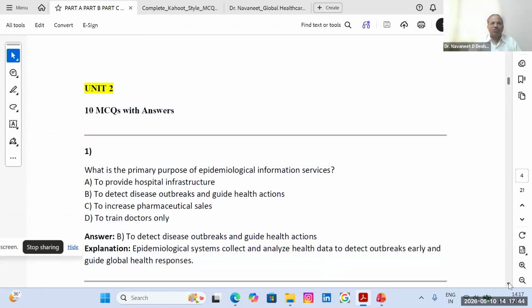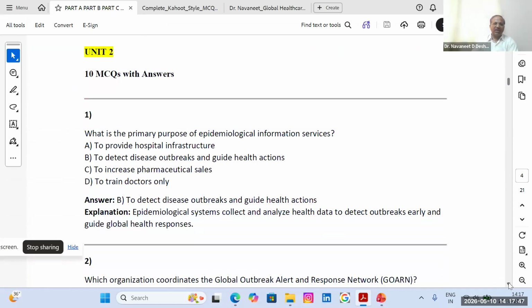Now let's move on to unit number 2. The first question is, what is the primary purpose of epidemiological information services? A. To provide hospital infrastructure. B. To detect disease outbreaks and guide health actions. C. To increase the pharmaceutical sales. D. To train doctors only. Answer is B. To detect disease outbreaks and guide health actions. So, explanation is epidemiological systems collect and analyze health data to detect outbreaks early and guide global health response.